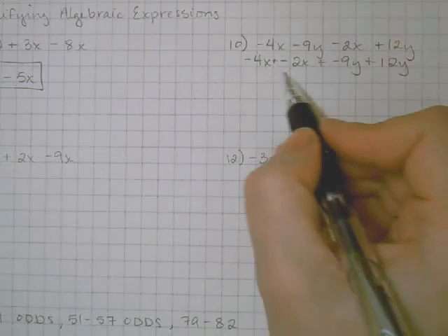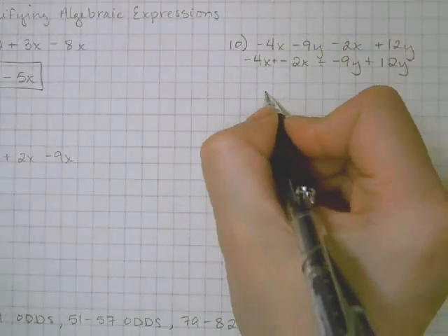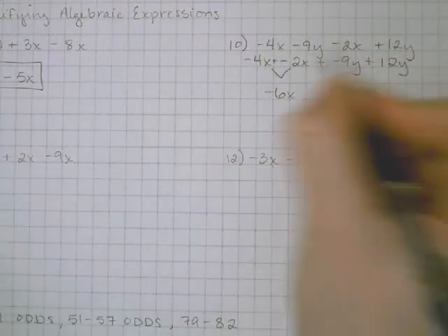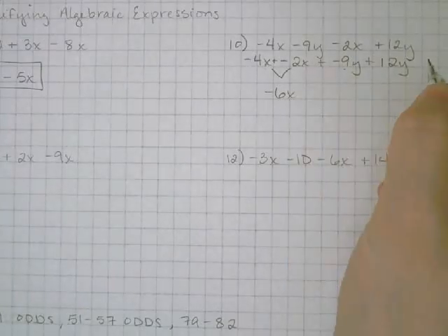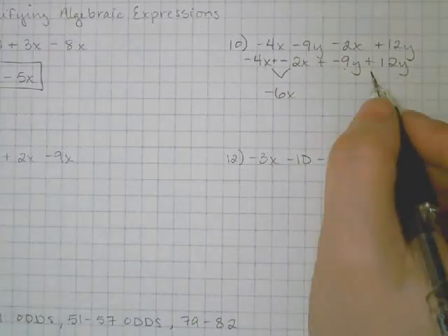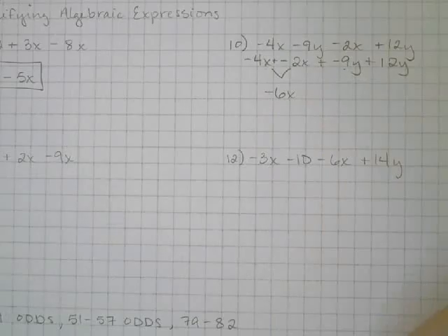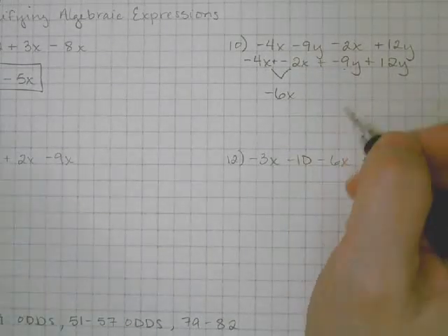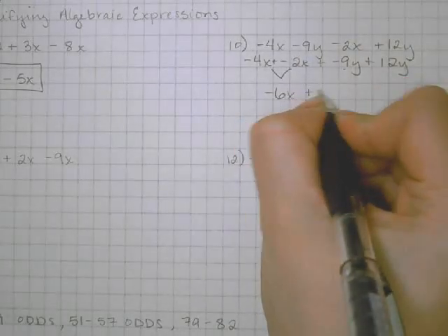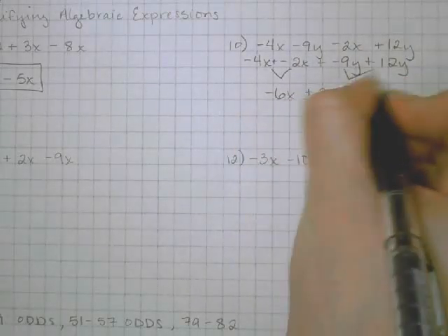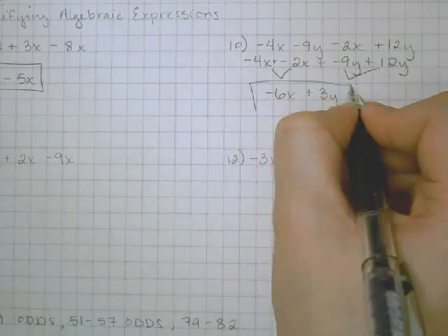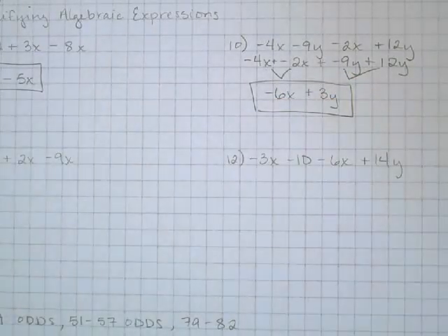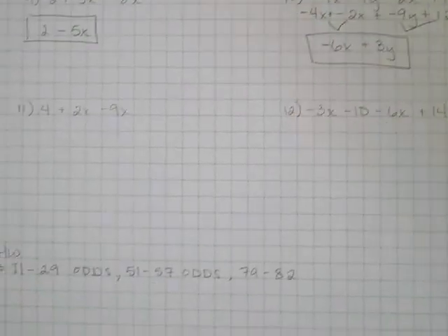Negative 4x plus negative 2x is negative 6x. Negative 9y plus 12y. 12 minus 9 is 3. And the 12 is the larger number, so this one stays positive. So this is going to be plus 3y. X and y's can't combine, not when we're adding and subtracting, so that's my answer on number 10.